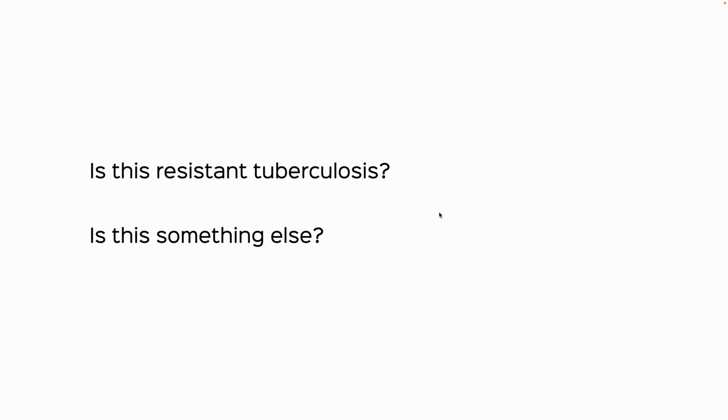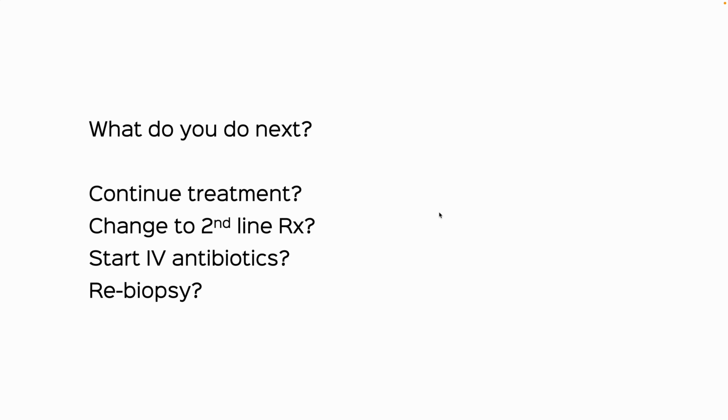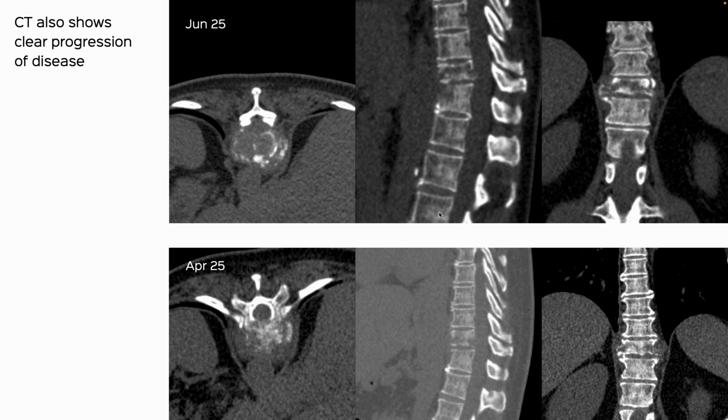So, is this resistant TB? Is this something else? And what do you do next? Just continue treatment, hoping that it will eventually work, or change to second line anti TB treatment, or start IV antibiotics, saying that, okay, it's probably not TB, let's take a chance, or do you rebiopsy? And I know there's a lot of hesitancy to rebiopsy because we have cost issues and other things that come in. But this patient and the spine surgeon were very happy to do a repeat biopsy.